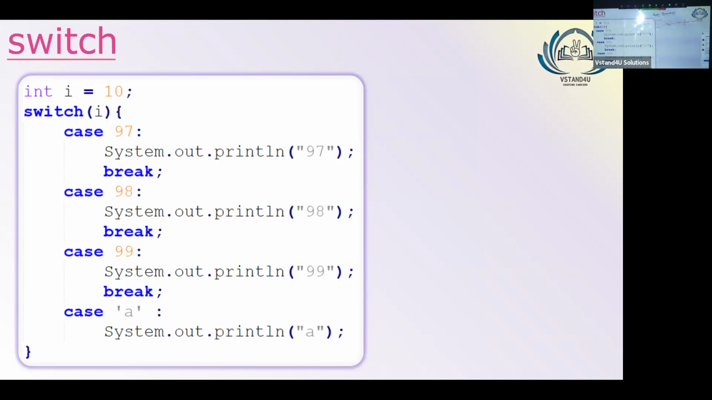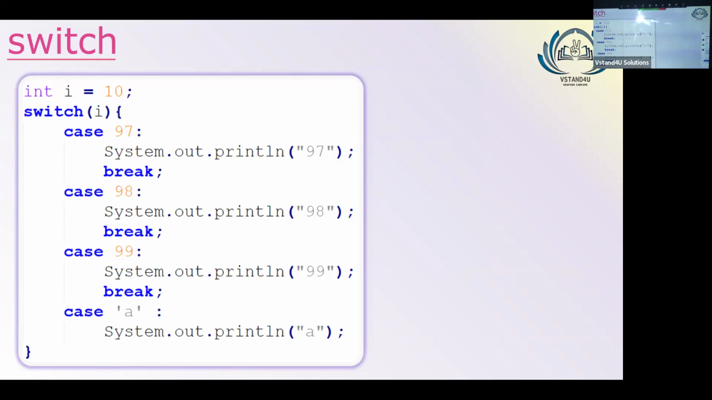Done. Shall I move to the next? Look at the scenario. int i is 10, case 97, 98, 99, and is it allowed? Allowed? 97 it is. Sorry, 99. Then after that, single quotes 'a', character a. Are you clear with the scenario? What is there? Now, is it going to work?